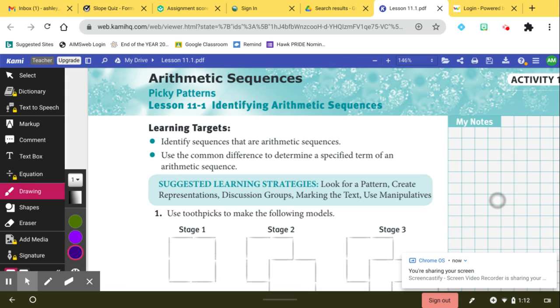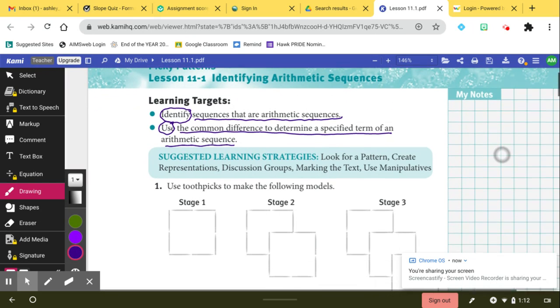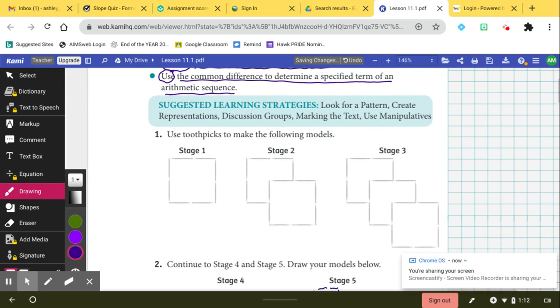All right, so we are doing lesson 1.1, which is identifying arithmetic sequences. So this is going to bring us into our linear patterns. Our learning targets for today: we are going to be able to identify sequences that are arithmetic sequences, and we are going to be able to use the common difference to determine a specified term of an arithmetic sequence. So let's learn about what an arithmetic sequence is.